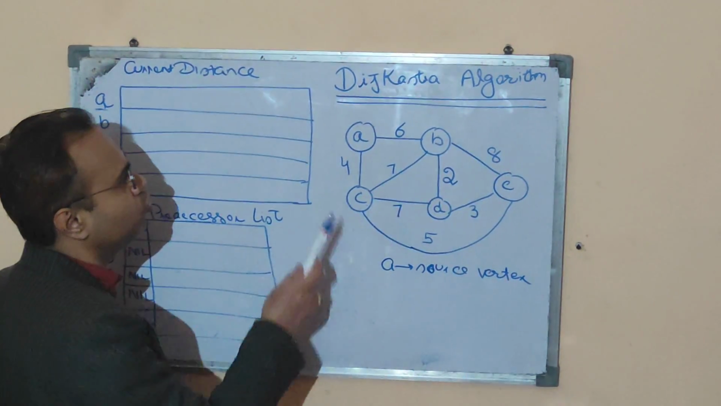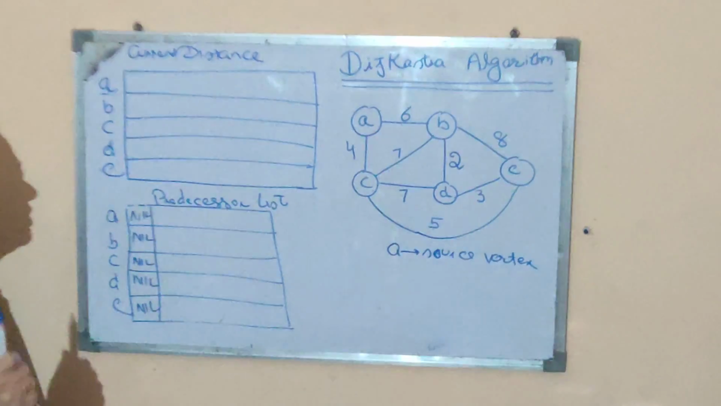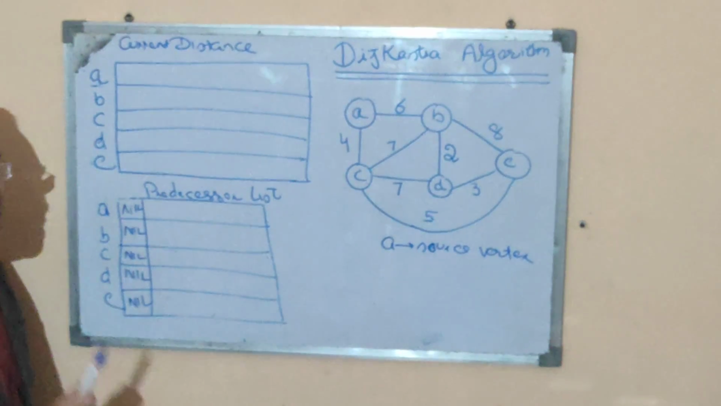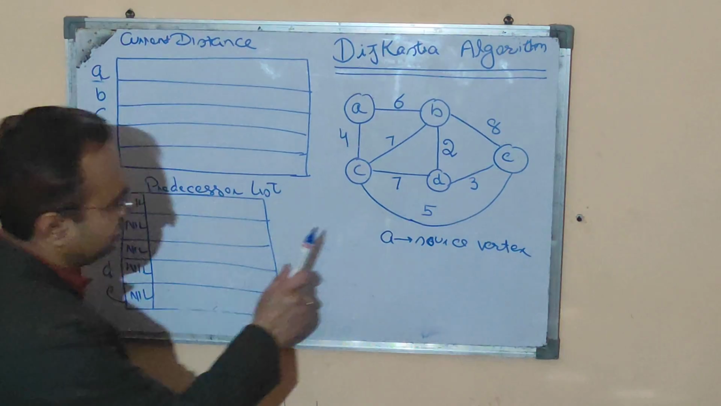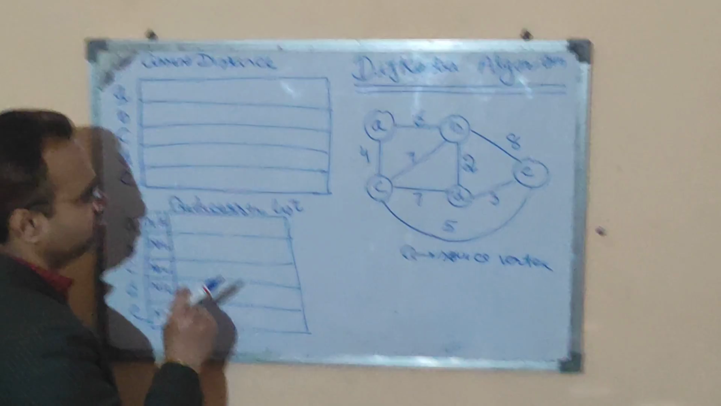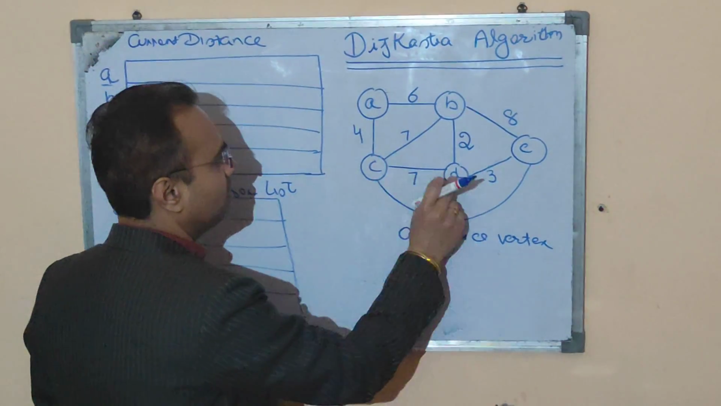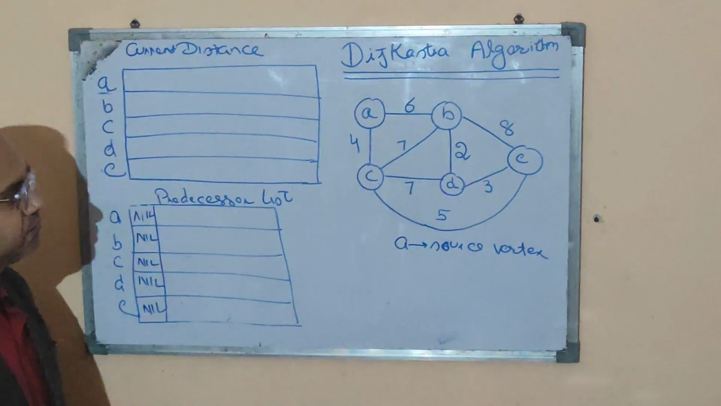Let us see how to apply Dijkstra's algorithm on a given graph in order to determine the shortest paths. Let us take the example of this graph. A is our source vertex, that is, we want to find out the shortest distance from A to all other vertices in the given graph.